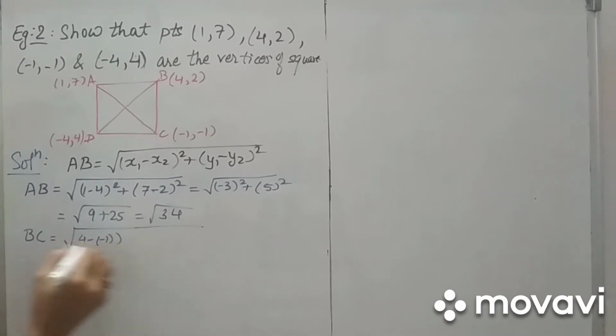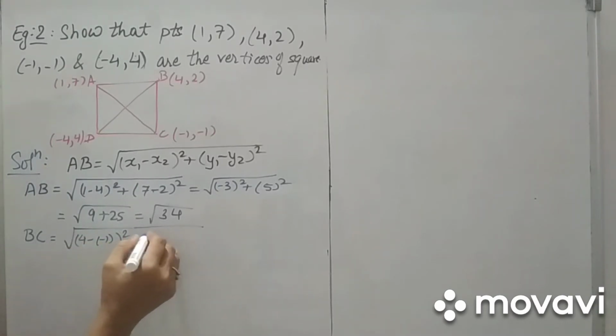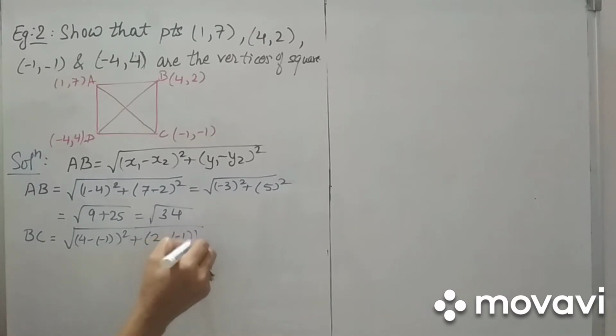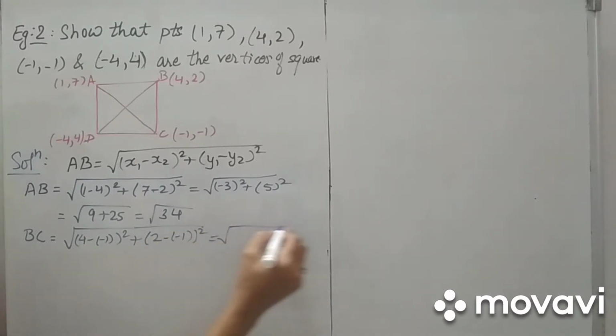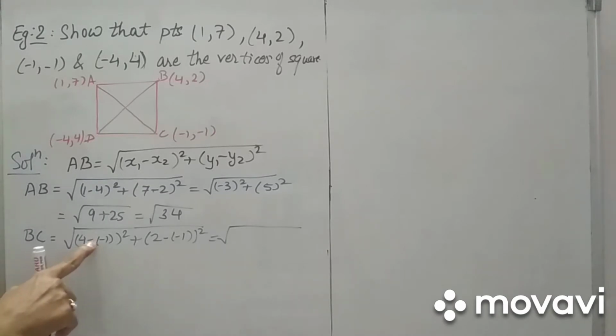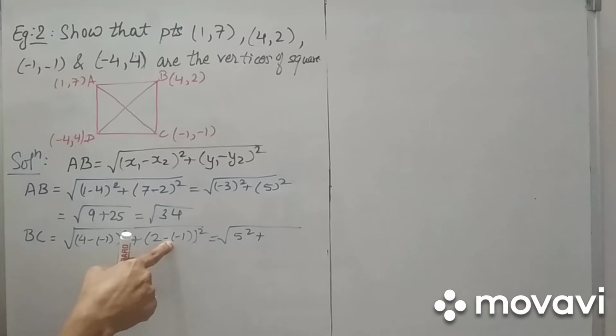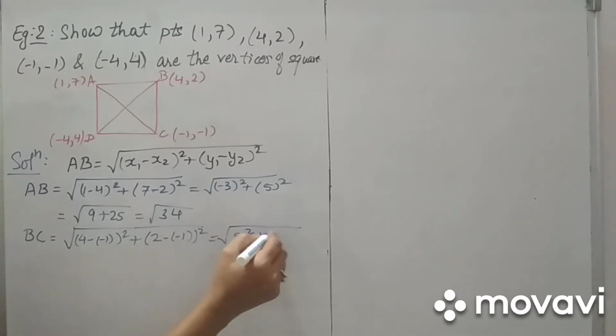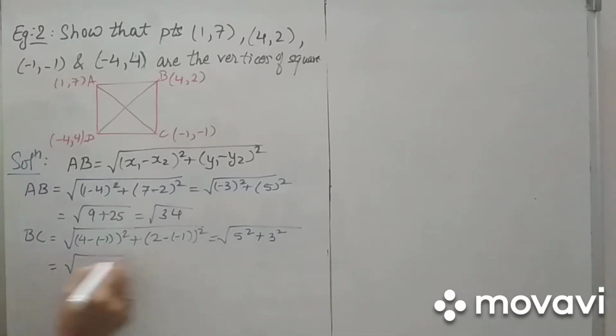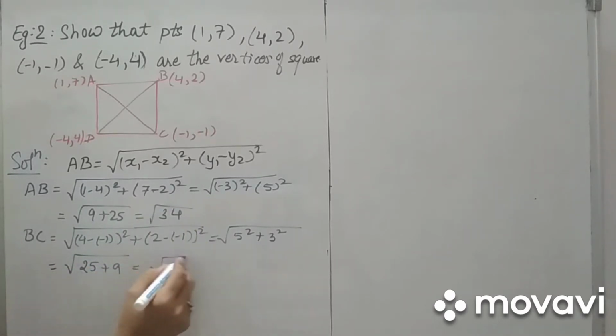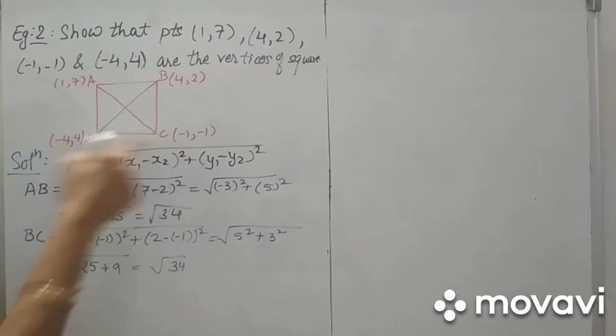Same way, BC is equal to, what we are getting, (4 minus 1) square plus (2 minus 1) square. This will give me under root, this minus is consecutive, so minus multiplied by minus is plus. So 4 plus 1 will be 5, so this will give me 5 square plus, same here also, minus becomes plus, 2 plus 1 is 3 square. I think you are getting the same solution: 25 plus 9 is equal to root 34. Same way, now CD.